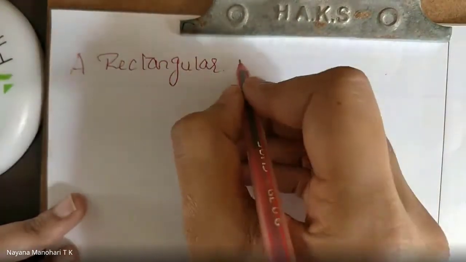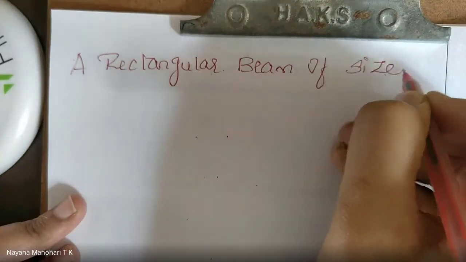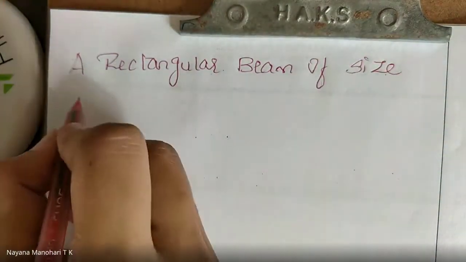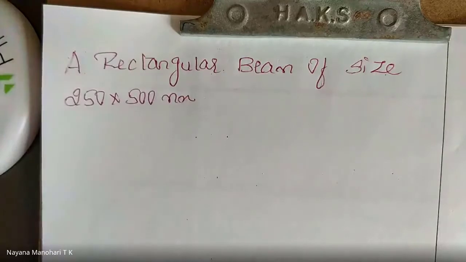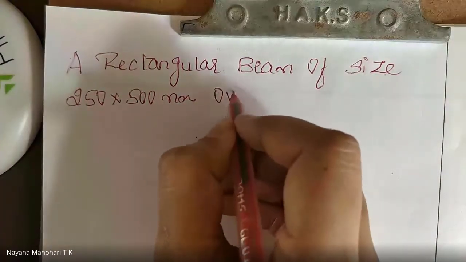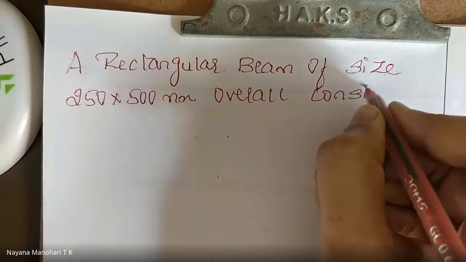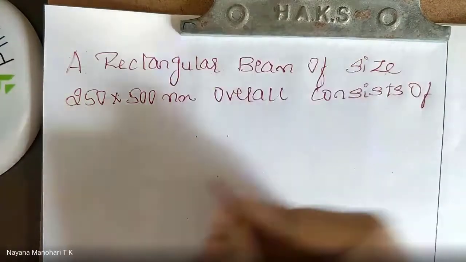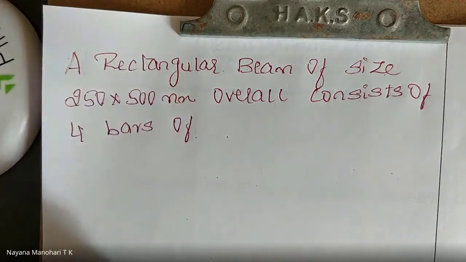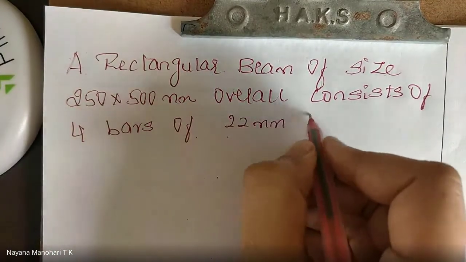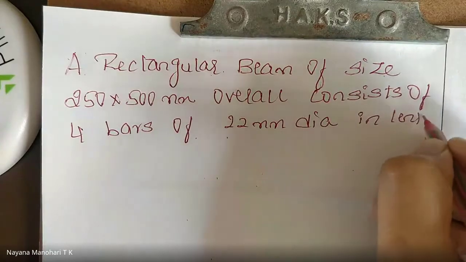Rectangular beam of size 250 by 500 mm overall consists of 4 bars of 22 mm dia in tension zone.